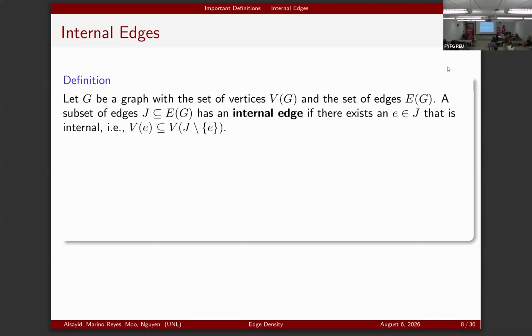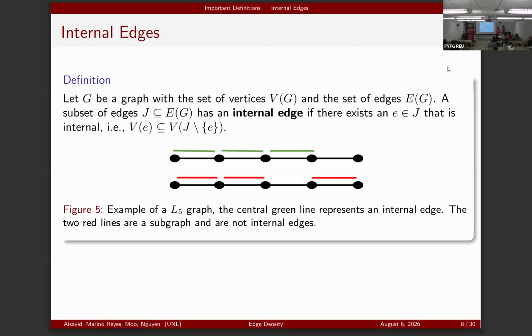So another important definition that we have to know for this presentation is internal edges. This is the rigorous definition. Let G be a graph with a set of vertices and a set of edges. A subset of edges J has an internal edge if there exists an edge in J that is internal. And so this is what I'm talking about.